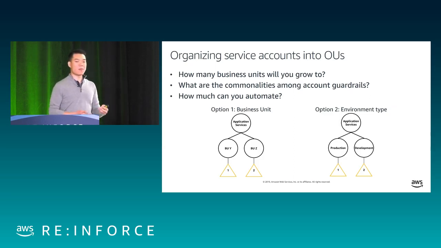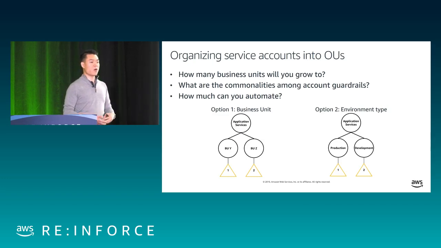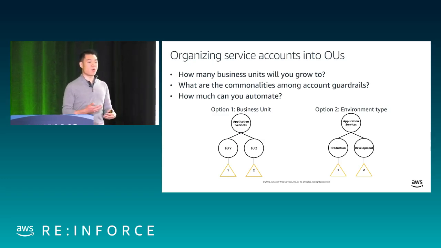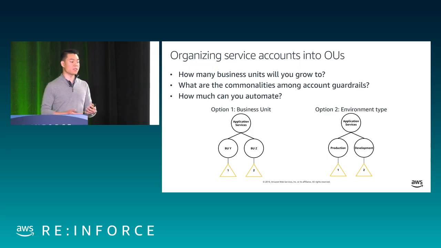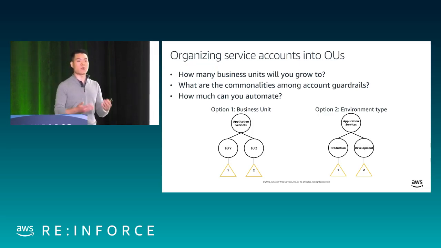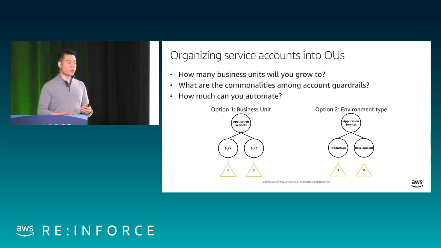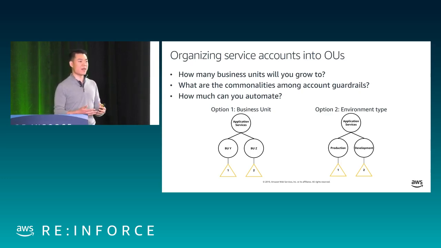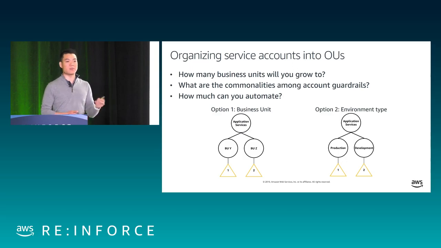You want to think about the commonalities across account guardrails. For example, there's a high likelihood that all of your production accounts may require the same type of security policies applied to them. So it may make sense to group those together so you can apply the policies across all of those accounts. And finally, how much can you automate? Grouping similar accounts means that you can perform the same tasks across all of these accounts at one time, instead of looking for them in different places to run your automation tasks on them independently.